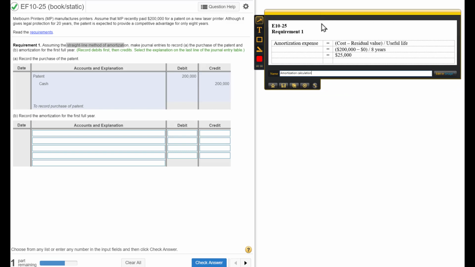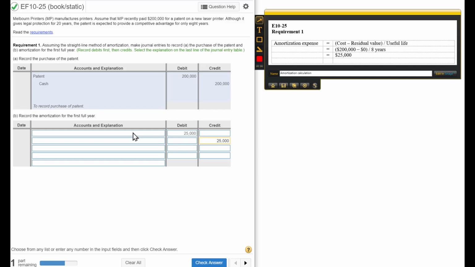So here's the formula for amortization. You take the cost minus the residual value divided by the useful life. The asset costs $200,000, so that's why the $200,000 is here, minus zero. So most intangible assets have a zero residual value. And then divide it over its useful life is 8 years. So that turns out to be $25,000 of amortization every year. Copy and paste that.